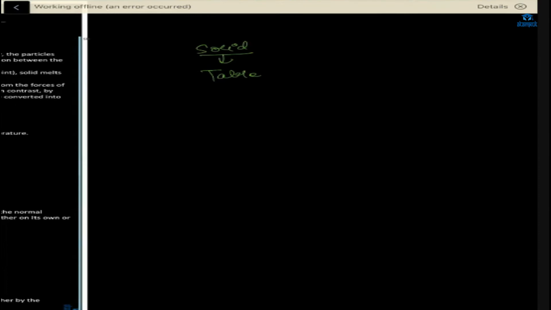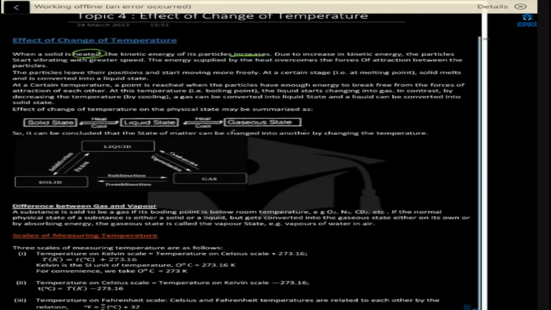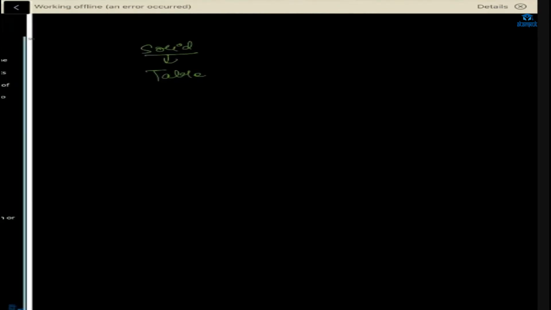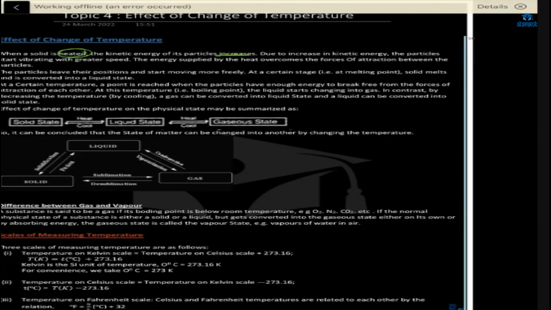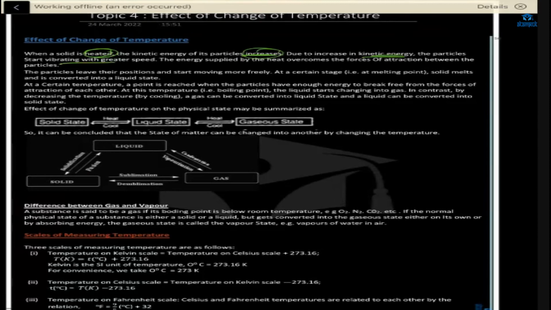Ma'am, is it just for solids, or is it for all states of matter? No. Only when a solid is heated. For example, let's take the example of a table. When we heat a table, its kinetic energy will increase. When a solid is heated, the kinetic energy of its particles increases. Due to the increase in kinetic energy, the particles start vibrating.